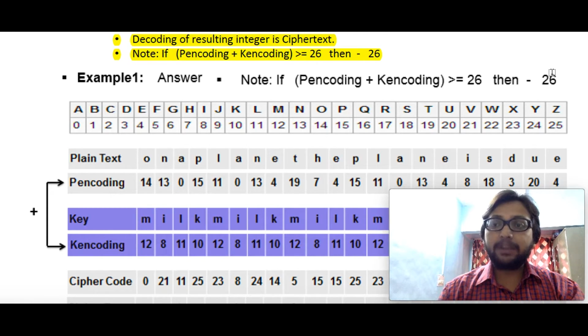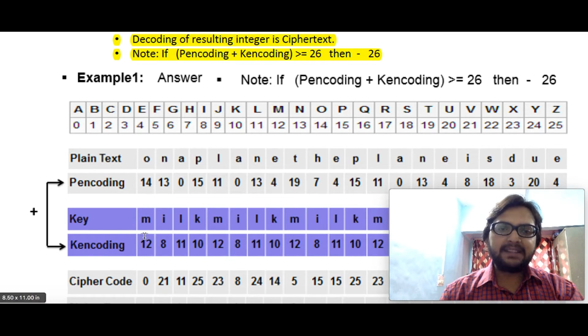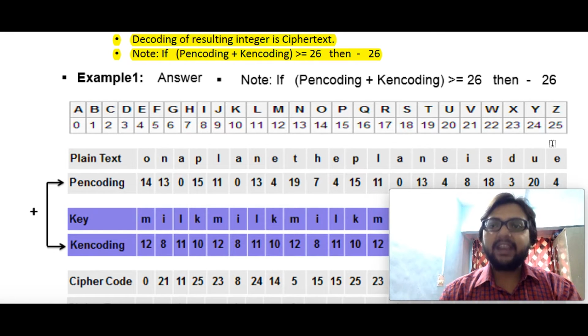Now why do we need to subtract 26? Because if the addition of pen coding plus key coding, for example 14 plus 12, is 26, then in our alphabet table we have numbers assigned till 25 only. We have nothing at the 26th number, and hence we are going to subtract 26 from any number which is equal to or greater than 26.